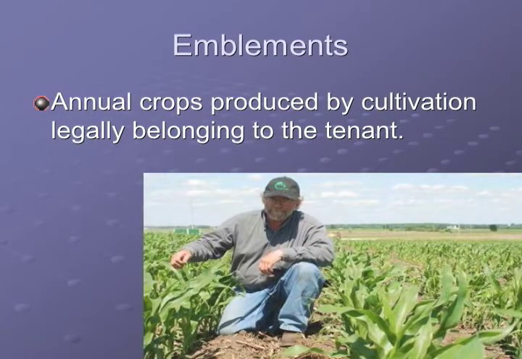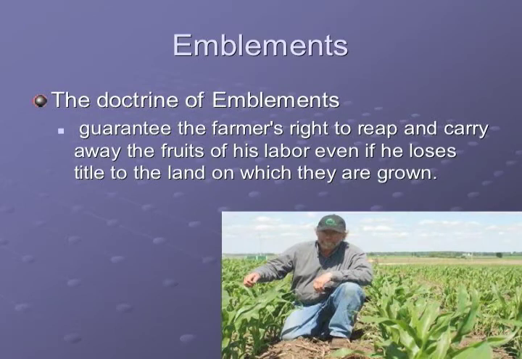Emblements are annual crops produced by cultivation legally belonging to the tenant with the implied right for its harvest, and are treated as the tenant's property. This comes into play in the law of landlord and tenant, or in the foreclosure of mortgages and other legal situations that place the rights of another party in contention with those of a farmer who has planted a crop yet to be harvested. In these situations, the doctrine of emblements operates to guarantee the farmer's right to reap and carry away the fruits of his labor, even if he loses title to the land on which they are grown.